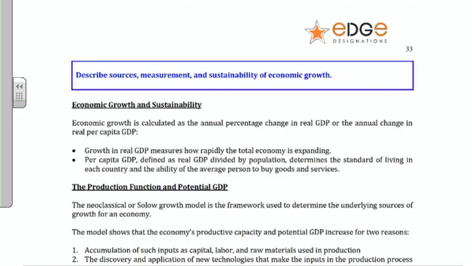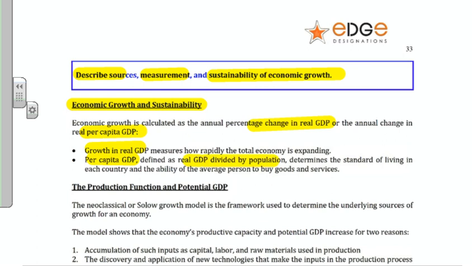Top of page 33: describe sources, measurement, and sustainability of economic growth. Economic growth and sustainability, and we've spoken about this a little bit before. We measure economic growth by changes in GDP or real per capita GDP. GDP we've spoken about already. Per capita GDP is just taking the entire GDP measure and dividing it by the total population.